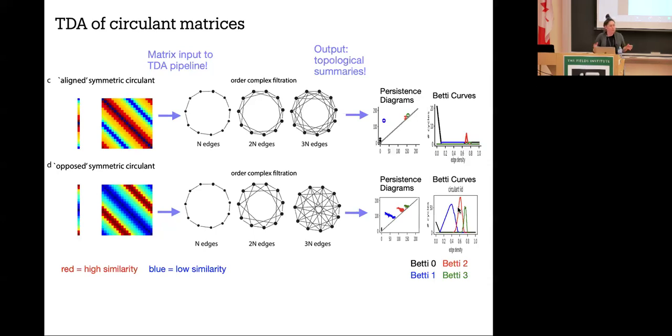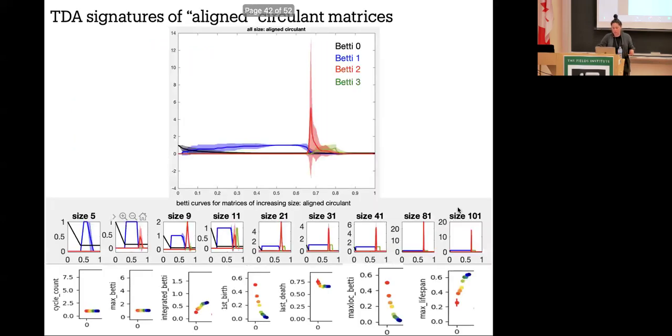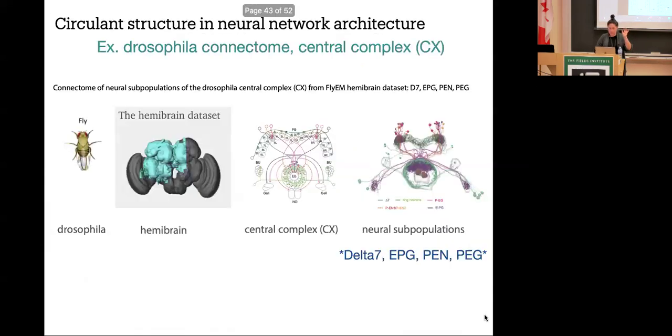So this is to say that even if you have something that is symmetric circulant, there are very different ways that it could be. And oftentimes I think we're really thinking about this aligned symmetric circulant case, so that's what I'm going to be focusing on. We saw that we have this one long-lived Betti 1 as our main signature. This holds across different sizes of matrices, which is what I'm showing you here. And we can in fact see how the birth time, the death time, and the lifespan change as a function of matrix size. Not only can we see this empirically, these are things we can write out and prove, given what the filtration is. We know it. So this is what we think about for this aligned circulant matrix structure.